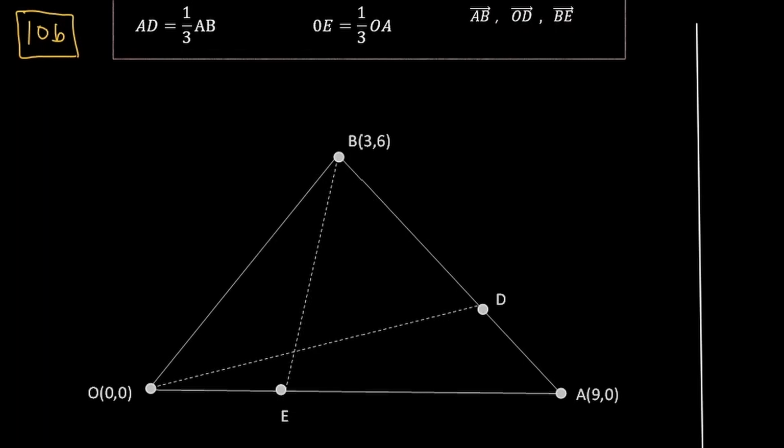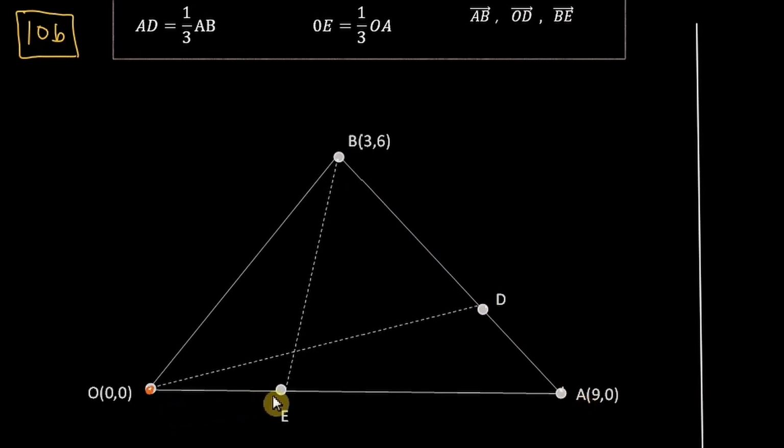Okay, so let us move on to question 10b, vectors question. So notice we're given a diagram and we're noting that this is referred to as the origin, which means we have points B, D, A, and E relative to the origin O at 0, 0. So our challenge is to find the vectors AB, OD, and BE, and we're given other information about this particular triangle. We're given that AD, which is from A to D, is equal to 1/3 of AB. All this means is that this is 1/3 of the total distance.